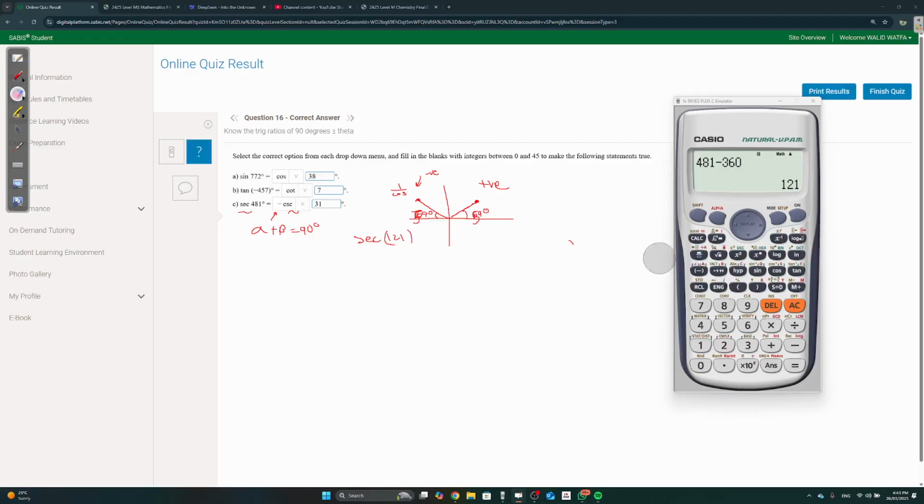So again, you just need to remember, make your angle in the first quadrant because they want 0 and 45. Okay, make it in the first quadrant and then do 90 minus. If you switch signs while making it in the first quadrant, then make sure to include that in your negative.